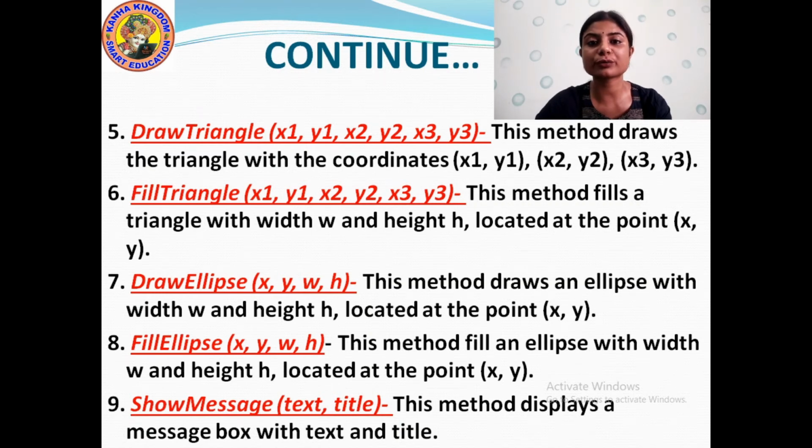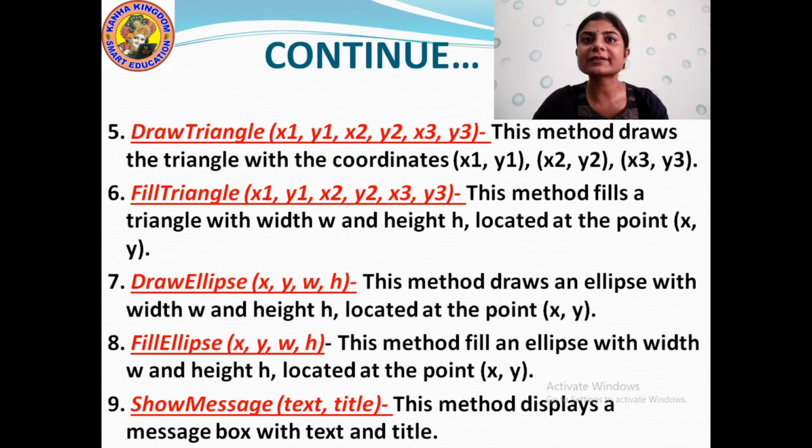This will draw you a triangle with the different coordinates. The coordinates are X1, X2, X3, then Y1, Y2, Y3. These are the different coordinates to draw a triangle. Okay. Then the second one is fill triangle. You can also fill the triangle by using this method, that is fill triangle with the different coordinates, that is X1, Y1, X2, Y2, X3, Y3.